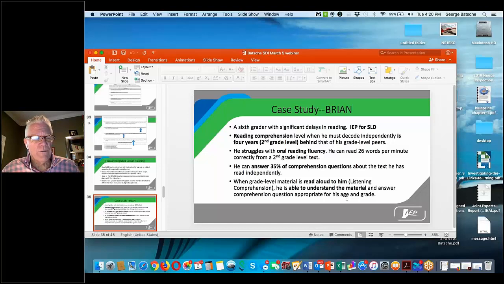comprehend. And you know from the executive function research that unless a kid has automaticity in reading words fluently, they're putting so much cognitive energy into sounding out words that they're not attending to the meaning of the words. So fluency provides cognitive space, if you will, to do the comprehension task, but it's impossible for kids at this level. However, when grade level material is read aloud to him, he is able to understand the vast majority of the material and answer comprehension questions for his age and grade.